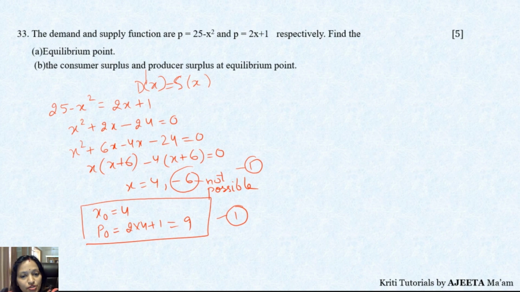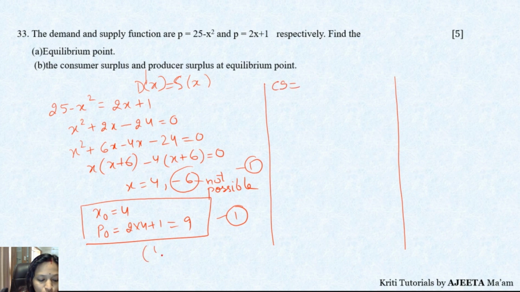Correct? So that is P0. Now consumer surplus and producer surplus. Consumer surplus का formula what do we have, and then producer surplus का formula what do we have. So CS, that is consumer surplus. So what do you get?